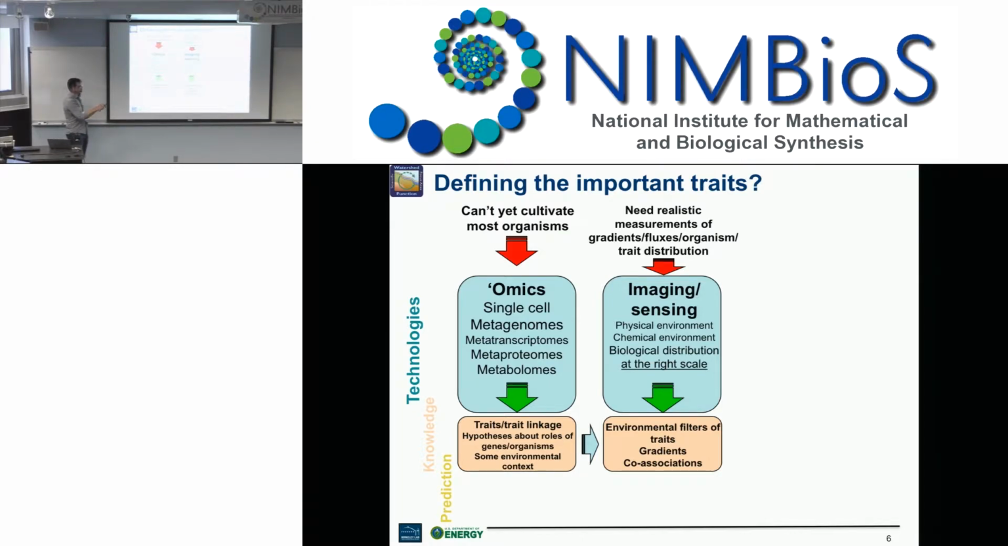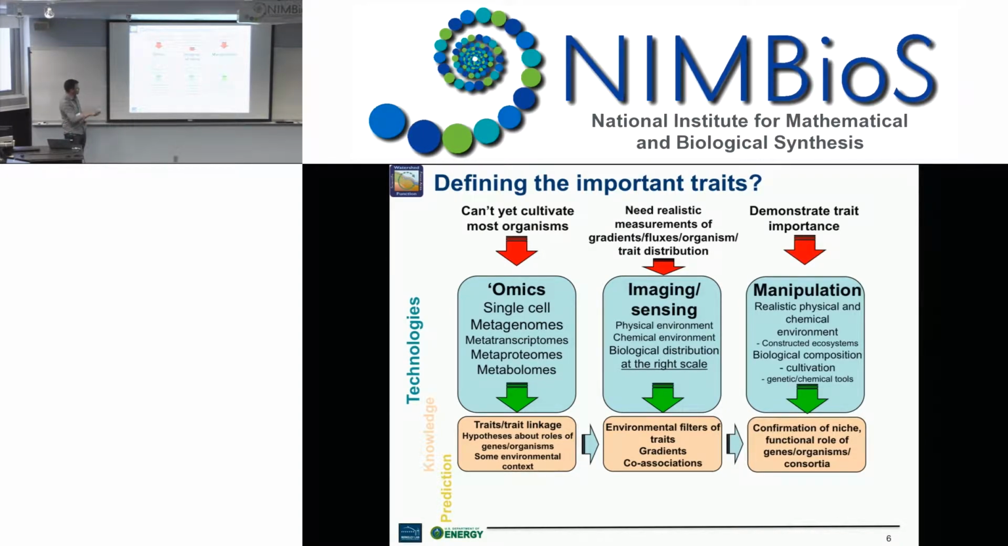The other thing we need is realistic measurements of the environments that the organisms are in to interpret those trait distributions. This brings us to approaches such as imaging and sensing, not just of the biology, but the physical environment and the chemical environment in which the microbes are competing, cooperating, interacting. And again, at the right scale. This then gives us information on the environmental filters of the traits, what sort of gradients do organisms align themselves across, and what sort of co-associations are more common. And again, that gives us a better picture of the fitness of an organism, but not in isolation, in cooperation or collaboration with organisms that it consistently finds itself with in the environment.